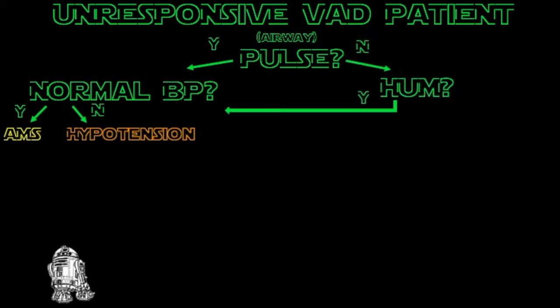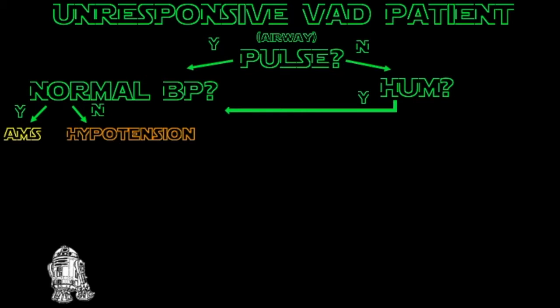Your next question should be, do I have a decent mean arterial pressure? If you do, then you can go down your altered mental status pathway. If you don't, then address the hypotension with some VAD-specific things that we'll talk about shortly. Most likely, though, you're not going to have a pulse, so the question becomes whether they have a hum, which means the device is working. The hum actually sounds like this.